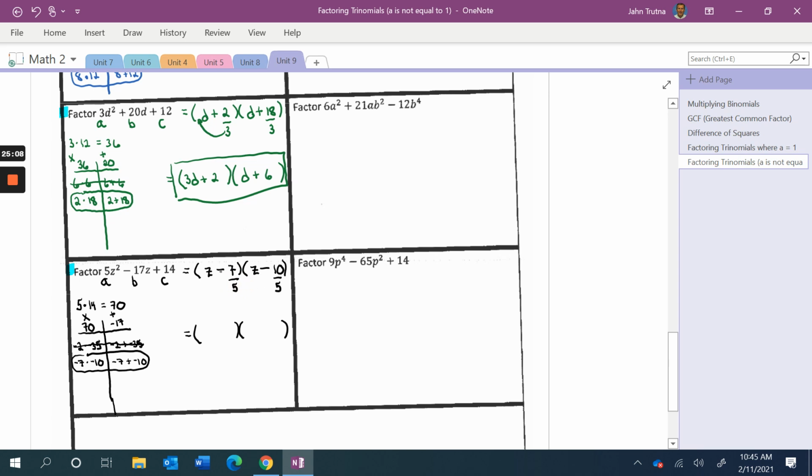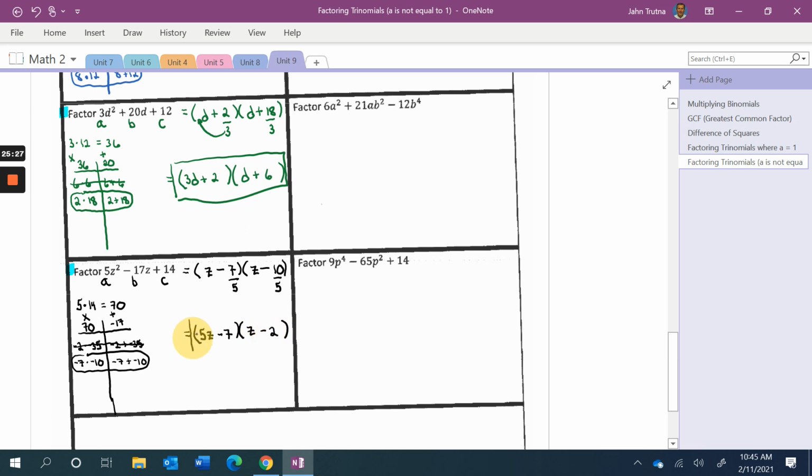Okay, let's look at z minus 7 divided by 5. 5 does not divide into 7. So if it doesn't divide, you put the number you're dividing by in front of the variable. So that first quantity, 5z minus 7. Okay, the second quantity, 5 divides into 10, and it would become z minus 2.